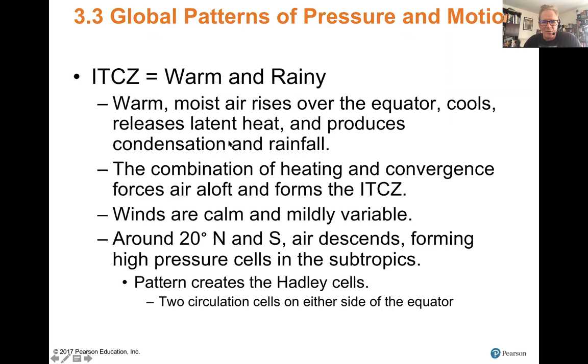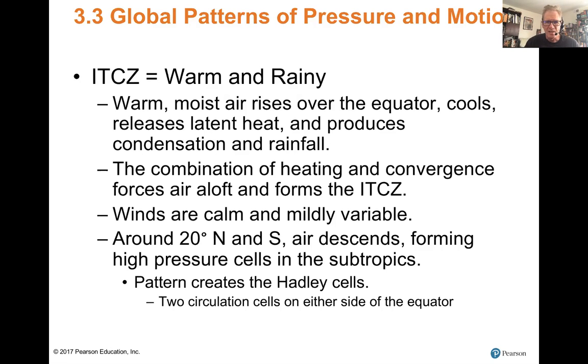But the ITCZ, like we said, it's going to be wet and rain, or warm and rainy there. The moist air rises over the equator, cools down, and produces heavy condensation and rainfall. Now, around 20 degrees north, and again, the animation shows this very clearly, some of the air, north and south, descends, and this is what forms the high pressure cells in the subtropics, and we call these the Hadley cells on either side of the equator, where this air circulates between the equator and the subtropical high. Then the rest of it goes all the way up to the North Pole and then comes back down and makes its way down to the equator.